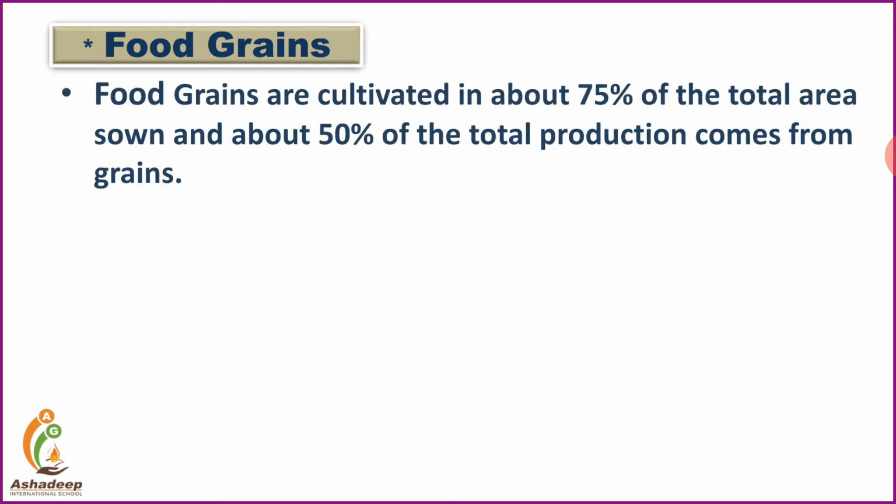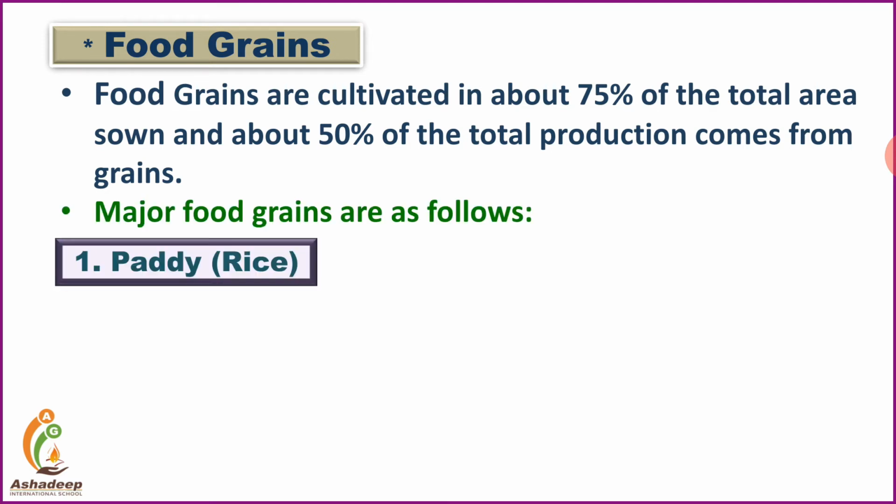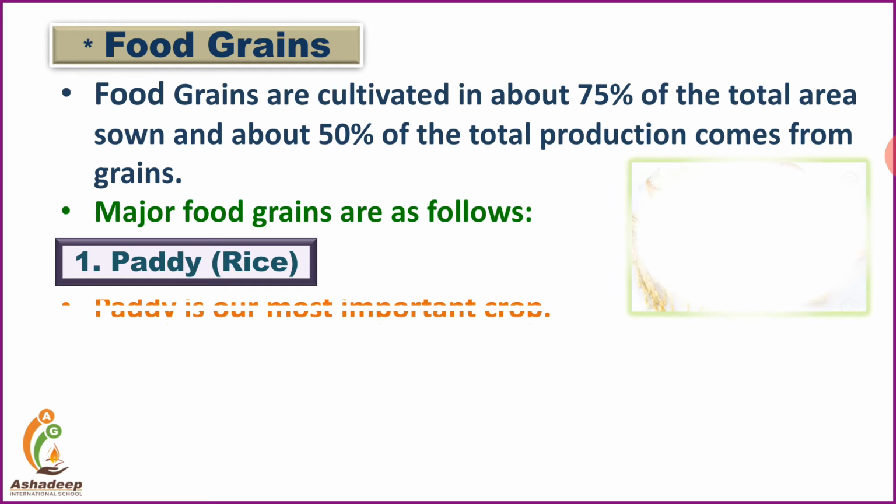Now the food grains. Food grains are cultivated in about 75% of the total area sown and about 50% of the total production comes from the grain. As India is one of the agrarian nations since a long time, whatever agricultural activity the farmers are performing, in that 75% area is cultivated by growing the food grains, and in that 50% of the total production comes from grains, and that includes the major food grain, paddy, that is also called rice.